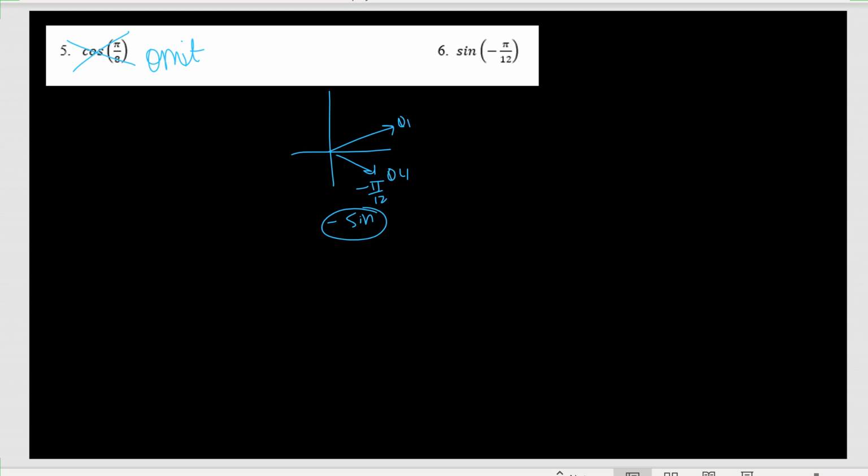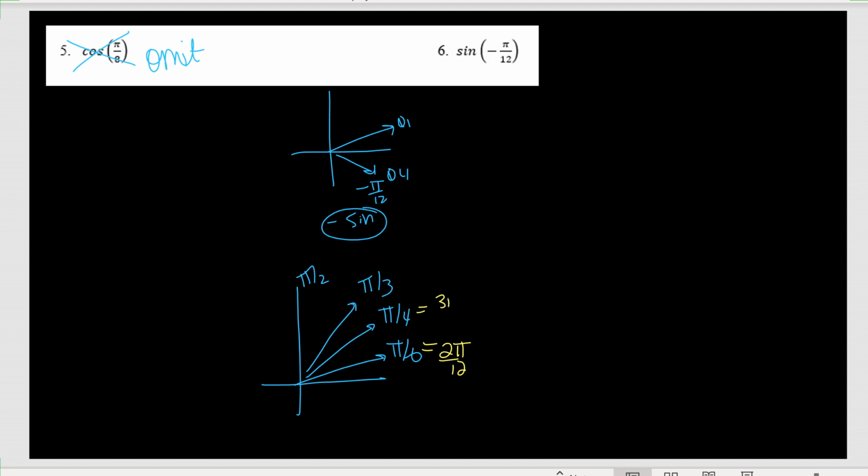Okay, now the next thing is there's nowhere on there that we have a pi over 12 on the unit circle. So we need to look at our radians that we have, let's just look at quadrant 1, pi over 4, pi over 6, pi over 3, pi over 2, and let's convert any or all of those to have a denominator of 12 so we can figure out what to use. Pi over 6 is equivalent to 2 pi over 12. Pi over 4 would be 3 pi over 12. Pi over 3 would be 4 pi over 12. And pi over 2 would be equivalent to 6 pi over 12.